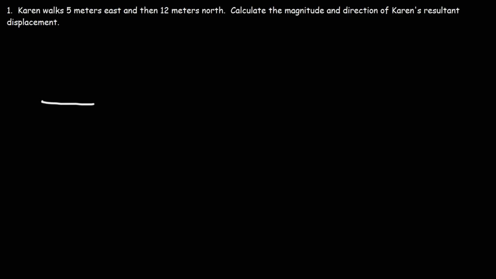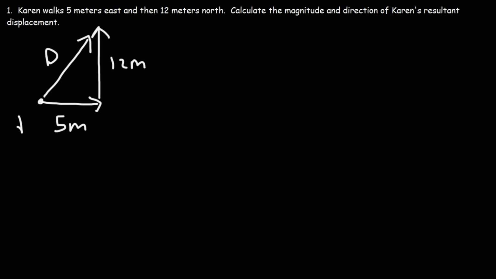So she travels 5 meters east and then 12 meters north. What is the magnitude and direction of Karen's resultant displacement? To draw the resultant displacement vector using the head-to-tail method, simply draw an arrow from where you started to where Karen ended. And so that's going to be the resultant displacement, which we can simply call d.